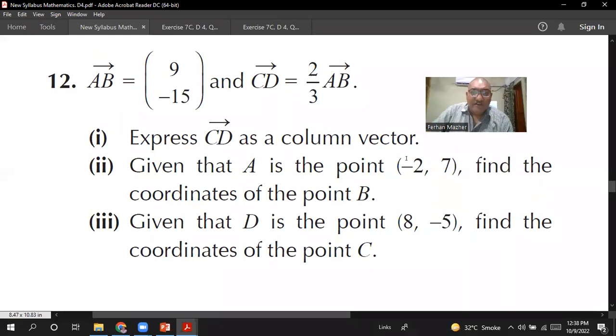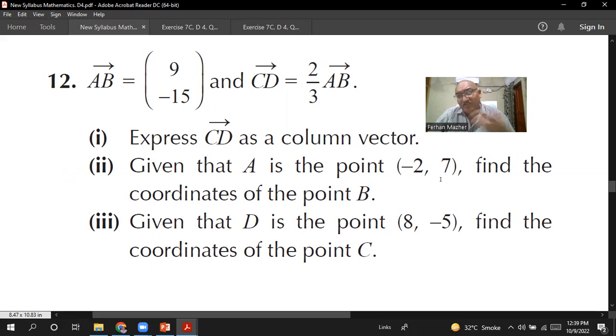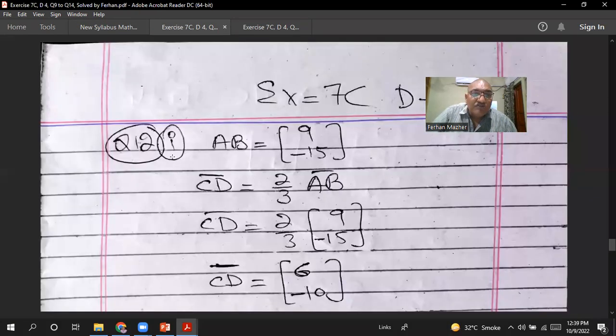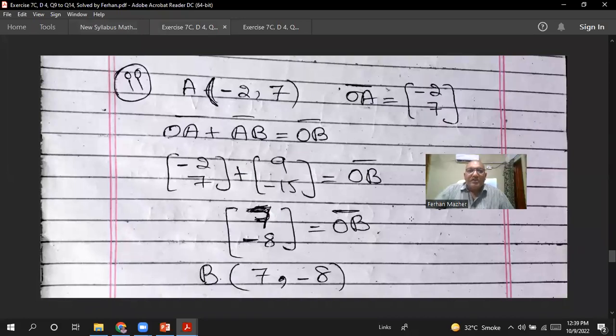Then they want me to find out, given that A is the point (-2, 7), the coordinates of the point B. The AB value is given, the coordinates of the A is given, so the position vector of the A, OA, is known to me. So I want to find out the coordinates of the B. Very simple. I will apply the formula of the position vectors. So you can see A is (-2, 7), so OA will be (-2, 7). According to the position vector formula, OA plus AB will be equal to OB.